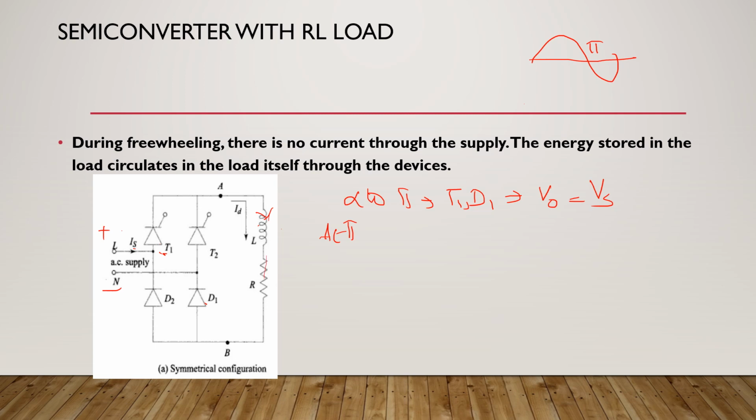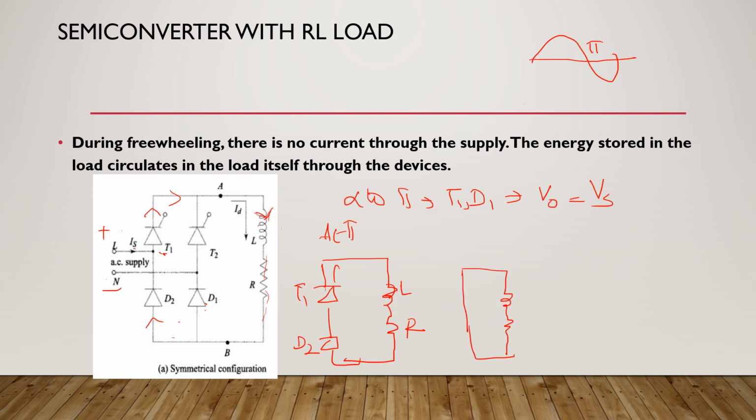So this current will continue flowing. Now D1 is reverse biased and it turns off. But D2 is forward biased. So this current will find a path through D2 and through T1 and then it will continue circulating. So it is like this. T1 and D2 will be connected basically across the load. So this is your L and this is R, and this is the T1 and D2 combination. If you consider them to be ideal switches, it's like a short across the load.